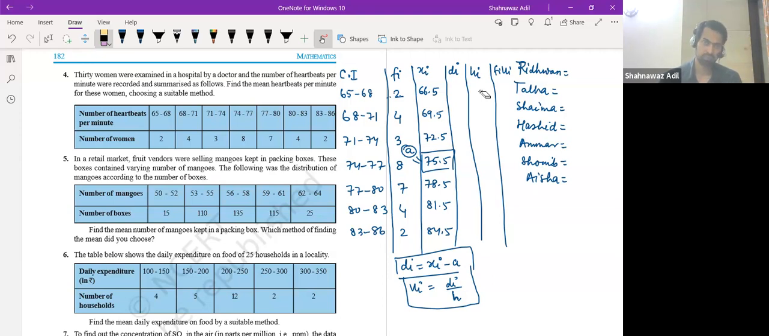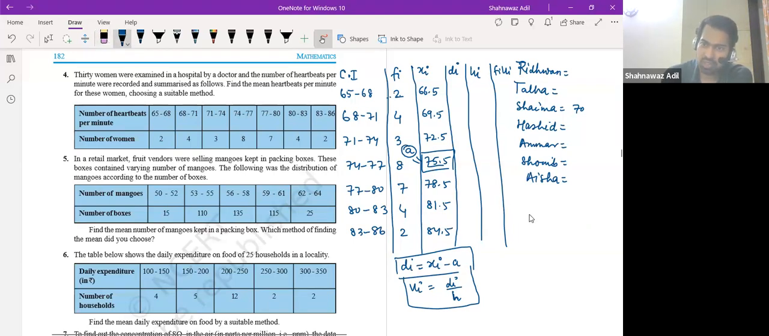So the mean heartbeat is 17.1. 17.1. You can see that the mean should be in this range, right? You have assumed your mean to be 75.5, so the mean should be in this range, right? Did you multiply with the h? Yes, sir, I'm still getting the same one.